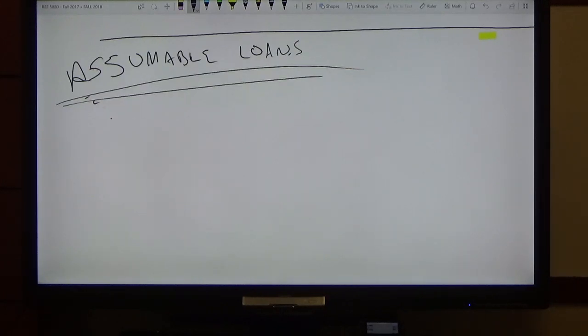Because technically, as the person that let them assume the loan, you're still technically on the hook for the loan, and you carry the liability in the event something happens. Because in most cases, it's probably not going to be a transfer of ownership. It's going to be more like a contract for deed.